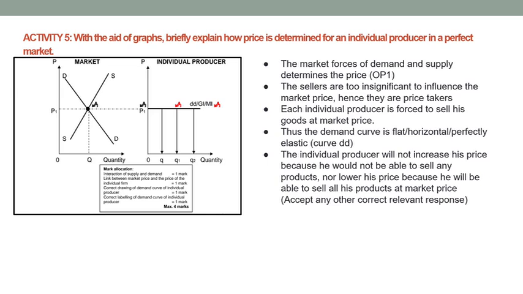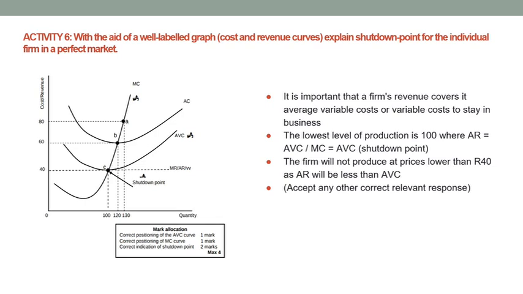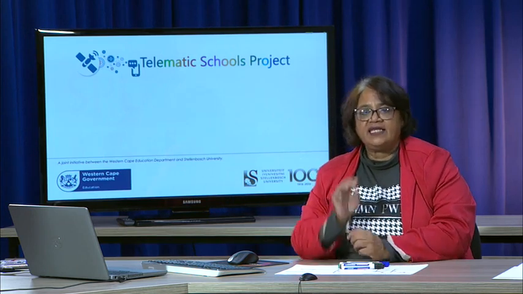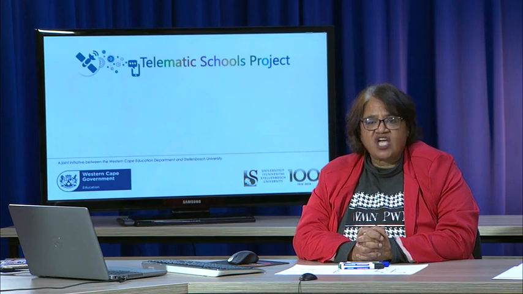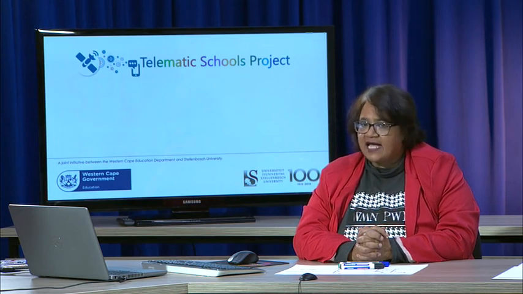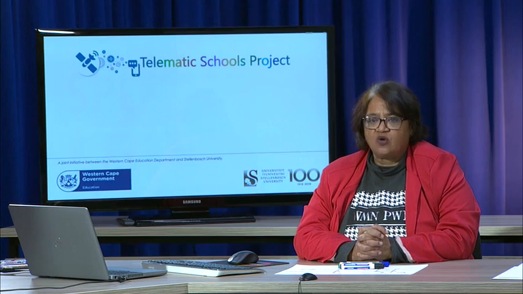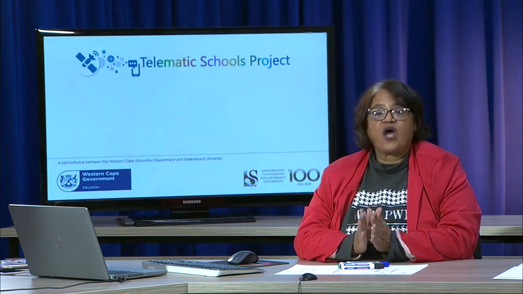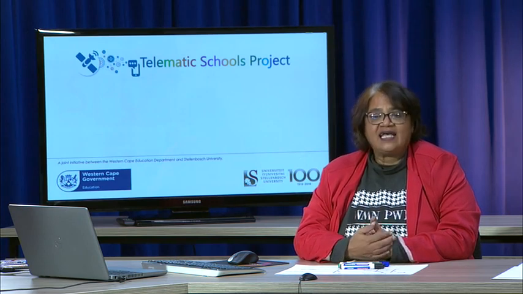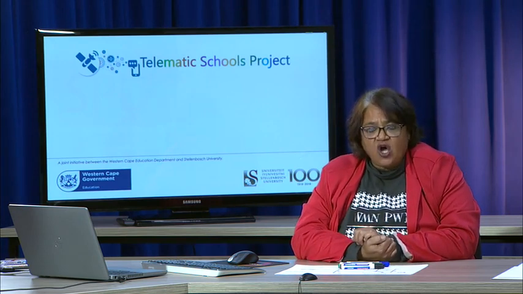Right, activity 6. The question is, with the aid of a well-labeled graph, explain shutdown point for the individual firm in a perfect market. You've got to explain shutdown point. Now, I just have to warn you, grade 11s, when we speak about a shutdown point, it does not mean that the business is closing down. Several times, that's one of the options that they have. It doesn't have to be that. So be careful when answering this question.